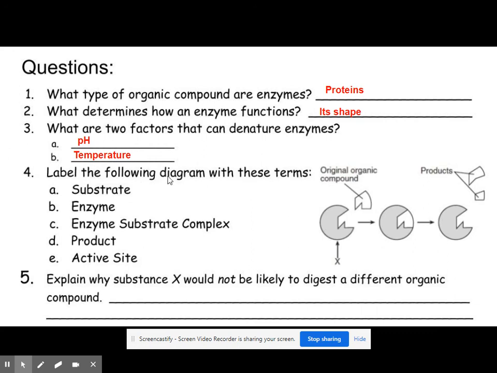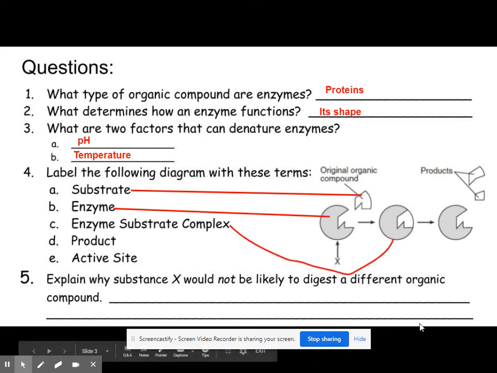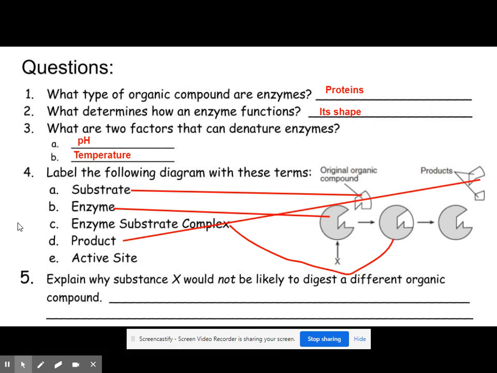Okay, so now we're going to label this diagram with these terms: substrate, enzyme, the enzyme substrate complex, our product, and our active site. So the first one, our substrate, is the piece that we're starting with that becomes different by the end. So there's our substrate. The enzyme is the thing that doesn't change, so that's going to be our gray thing, okay? The enzyme substrate complex, typically in the middle when they're all joined together. And then our product is what it's already kind of labeled for you, your product's there. And then the active site, it's the outline of that cutout region right in the enzyme.